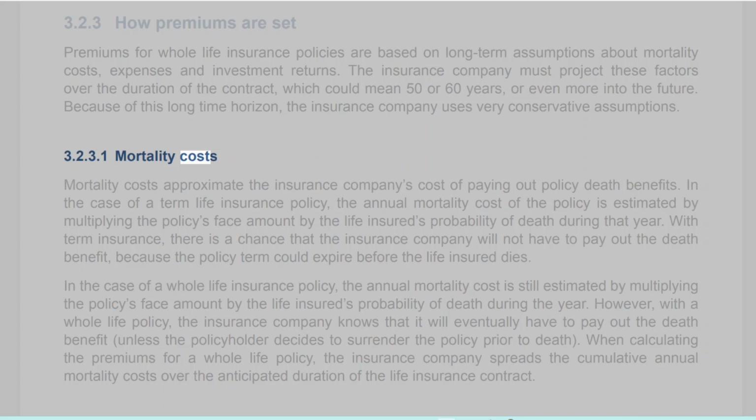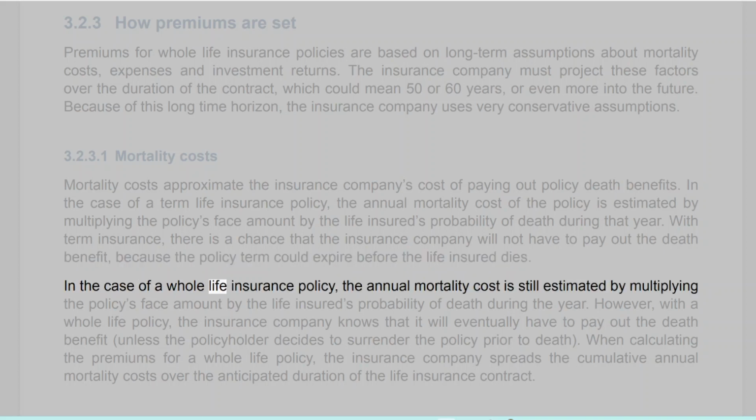3.2.3.1 Mortality costs. Mortality costs approximate the insurance company's cost of paying out policy death benefits. In the case of a term life insurance policy, the annual mortality cost of the policy is estimated by multiplying the policy's face amount by the life insured's probability of death during that year. With term insurance, there is a chance that the insurance company will not have to pay out the death benefit, because the policy term could expire before the life insured dies.